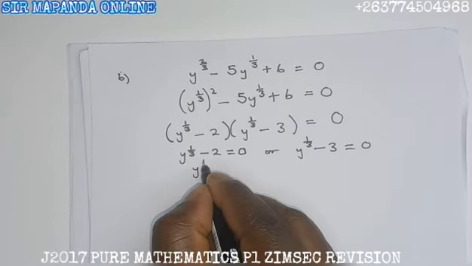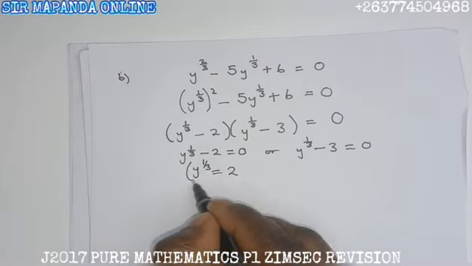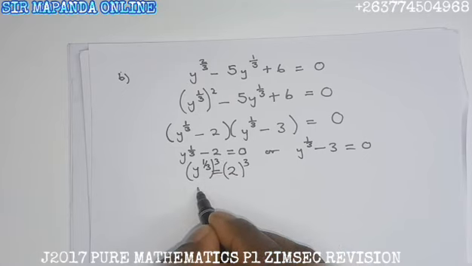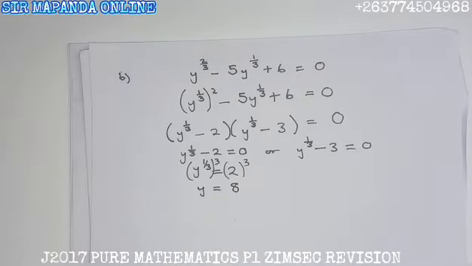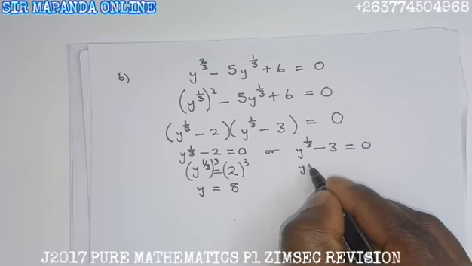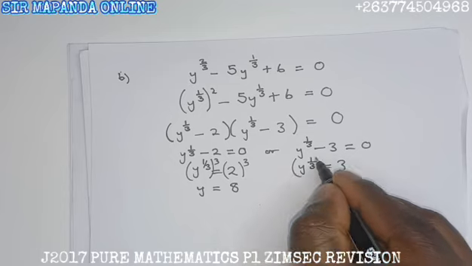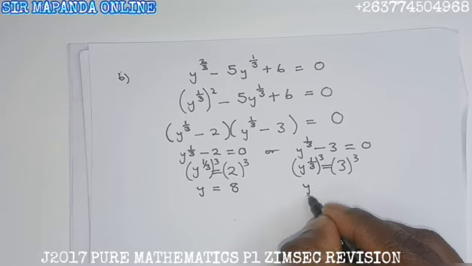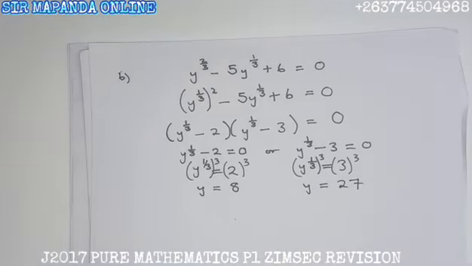You get y to the power of 1/3 is equal to 2. Then making y the subject, you raise both sides to the power 3, so that if 3 multiplies 1/3, you will be left with y. So the first solution is 2 to the power of 3, which is 8. Then we move on to the right side. y to the power of 1/3 is equal to 3. Do the same thing. Raise both sides to the power 3. 3 times 1/3, you get y. 3 to the power of 3 gives you 27. Then you are home and dry. So these are the solutions.